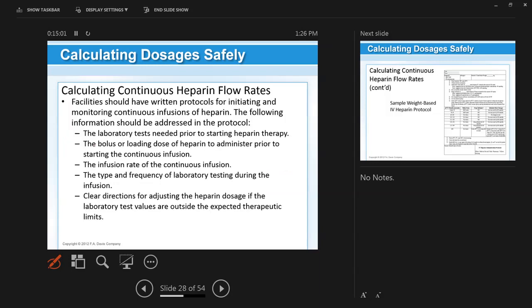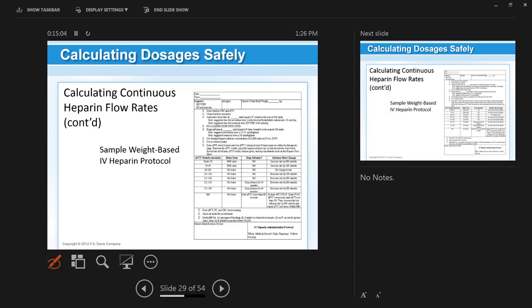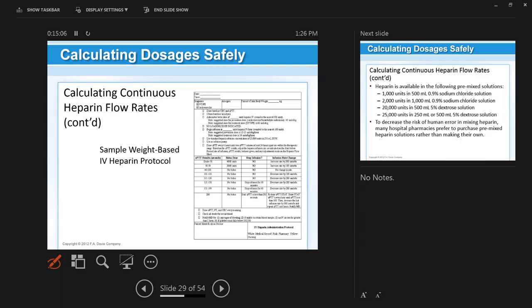A lot of times we have a standing type order or a flow rate calculation when we talk about how we would administer heparin. This is just an example of a weight-based heparin protocol. Then you would interpret your lab results. If our lab result was, let's just pretend, 140, then you would not give a bolus and you would stop your infusion for 30 minutes. Then when you restarted it, you would decrease your rate by 200.